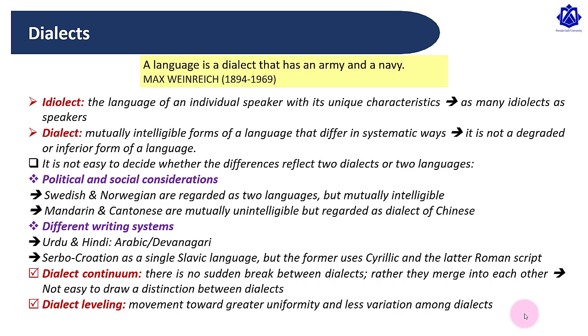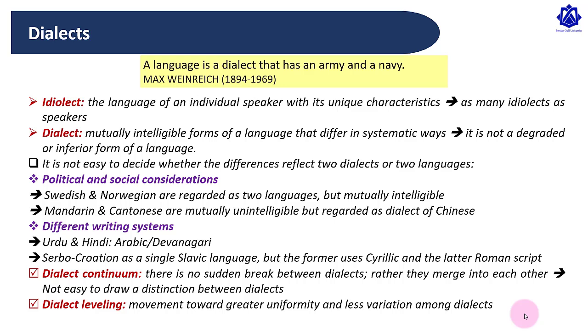That's why Weinreich has said a language is a dialect that has an army and a navy. It points to some considerations in when to call a form a language or a dialect. When we are dealing with languages that are spoken in the world, it's not really easy to decide where the differences would tell us that we are facing two different dialects or two different languages.